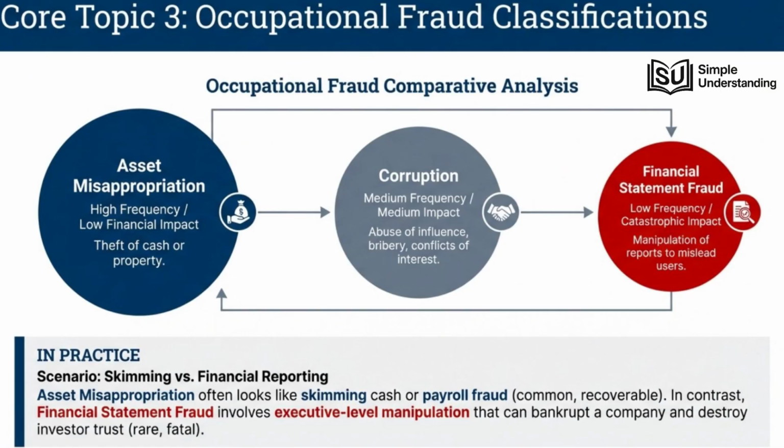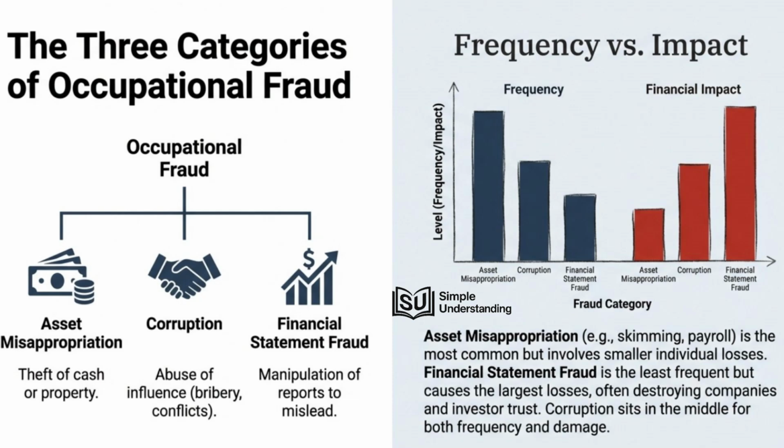3. Occupational fraud classifications. Occupational fraud is classified into asset misappropriation, corruption, and financial statement fraud. Asset misappropriation involves theft of cash or property. Corruption involves abuse of influence, such as bribery and conflicts of interest. And financial statement fraud involves manipulation of reports to mislead users.